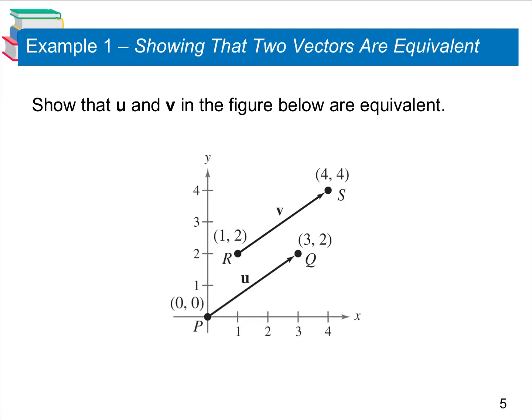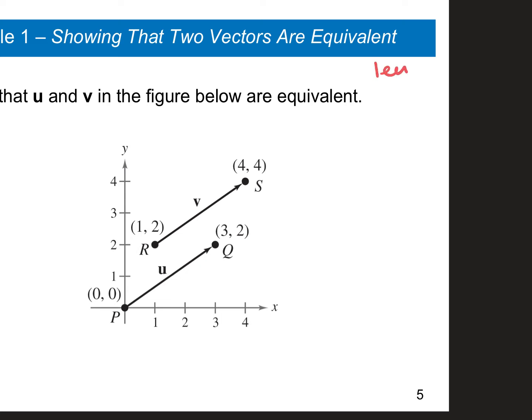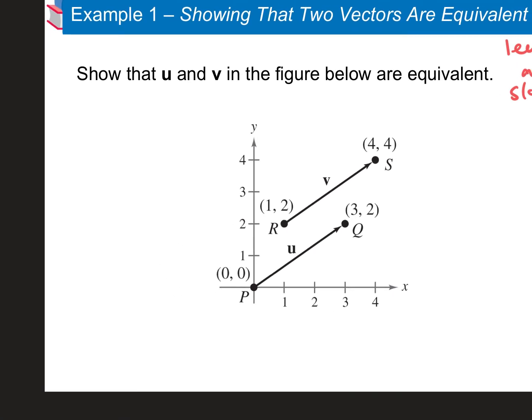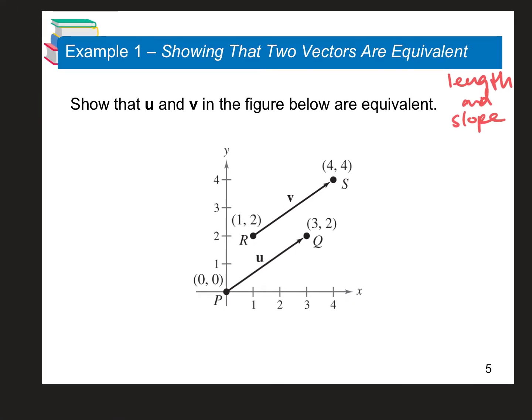All right, example 1 says show that the two vectors are equivalent. So for two vectors to be equivalent, we need the length to be the same. So that means they have to have the same magnitude, and we need the slope to be the same. So we need to check both of these. So I have vector u and vector v. How do I find the length of vector u?